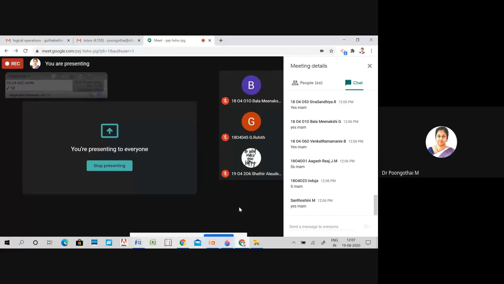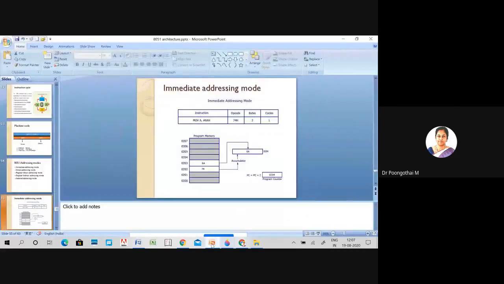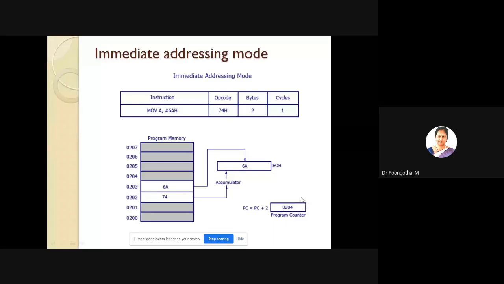Okay. So your operand may be a direct address or register name or immediate value, 8-bit value or 16-bit value. So addressing mode is a way to address an operand. Okay. So the first addressing mode is immediate addressing mode. So in the immediate addressing mode, 8-bit data is directly specified in the instruction. Okay.